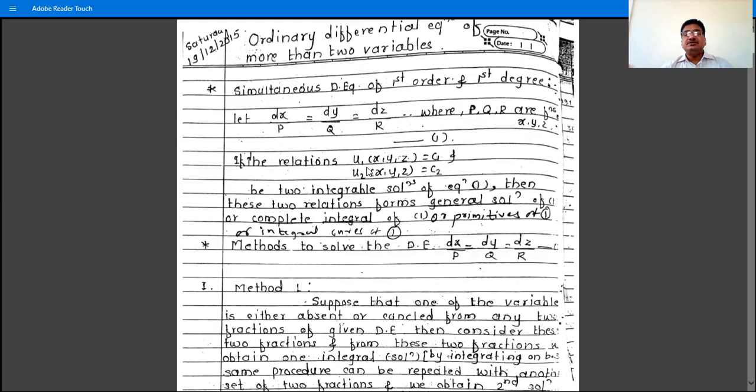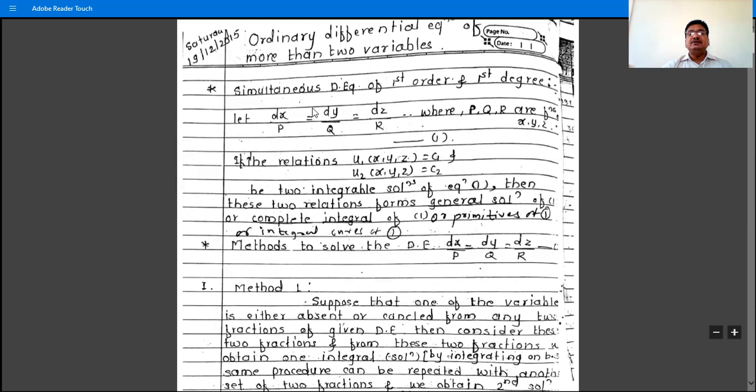And if the relations u1(x,y,z) = c1 and u2(x,y,z) = c2 are two integrable solutions of equation number 1, that is dx by P, dy by Q, dz by R, then these two relations form the general solution of 1, or it is called the complete integral of 1. That is, we have to find the general solution of this differential equation. For that, find two relations, two functions u1(x,y,z) = c1 and u2(x,y,z) = c2, the two integrable solutions of 1. Together, these two solutions form the general solution of equation number 1.